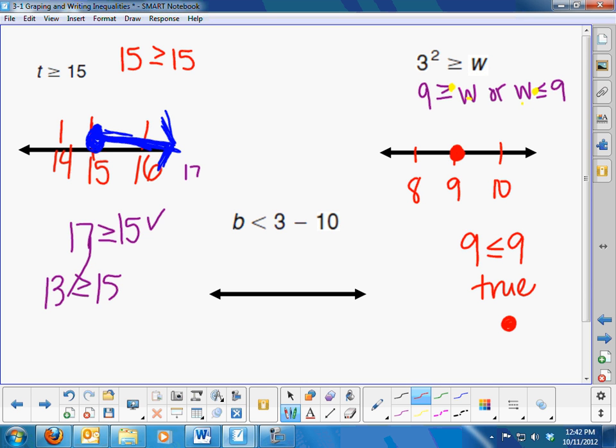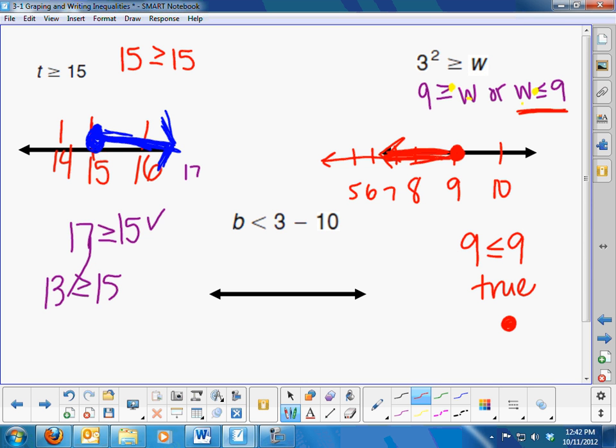And I want everything that is less than or equal to that. So do I want 8 or do I want 10? I want 8. So I shade everything to the left, meaning all the numbers on a number line that are less than or equal to 9 are true. So that would be like the number 7, the number 6, the number 5, and so on. All those numbers are true.